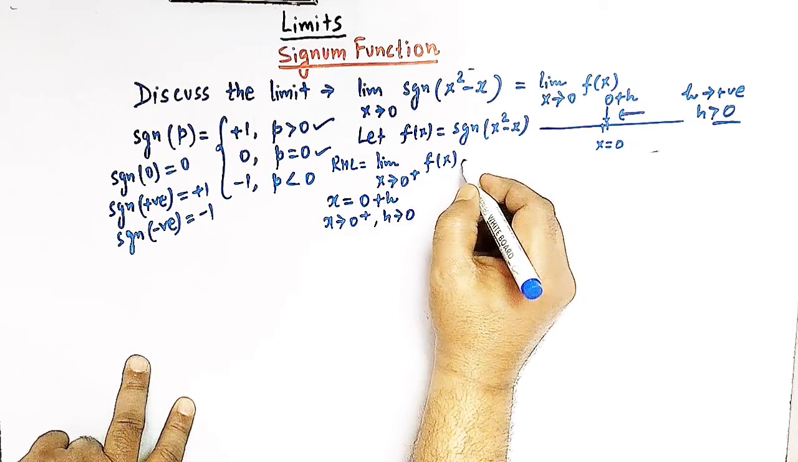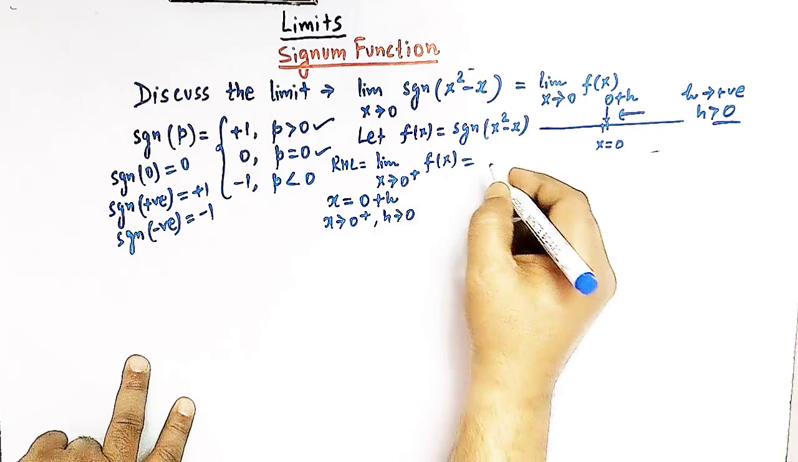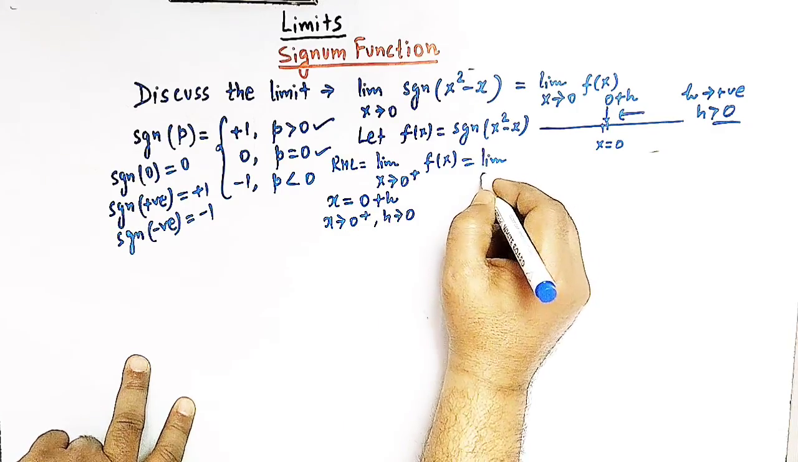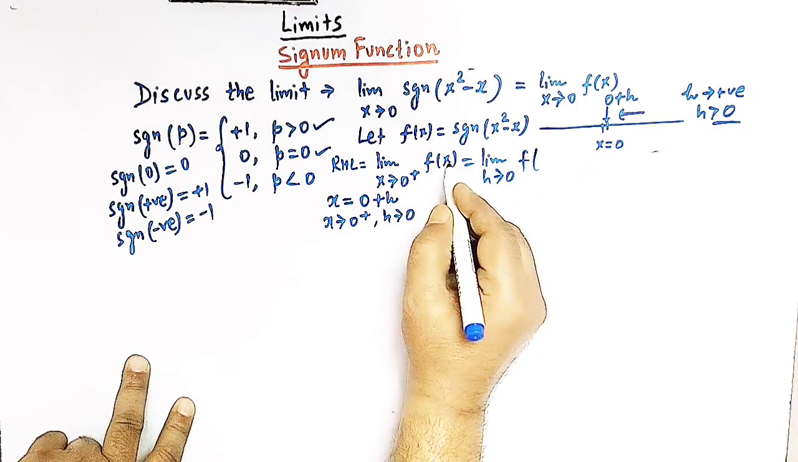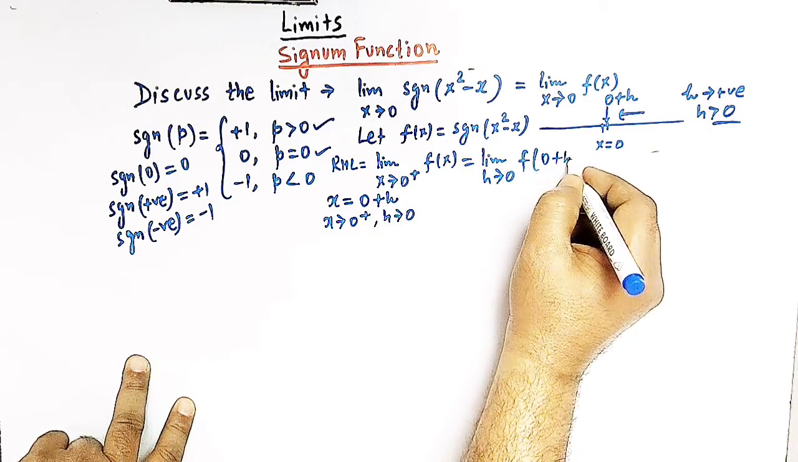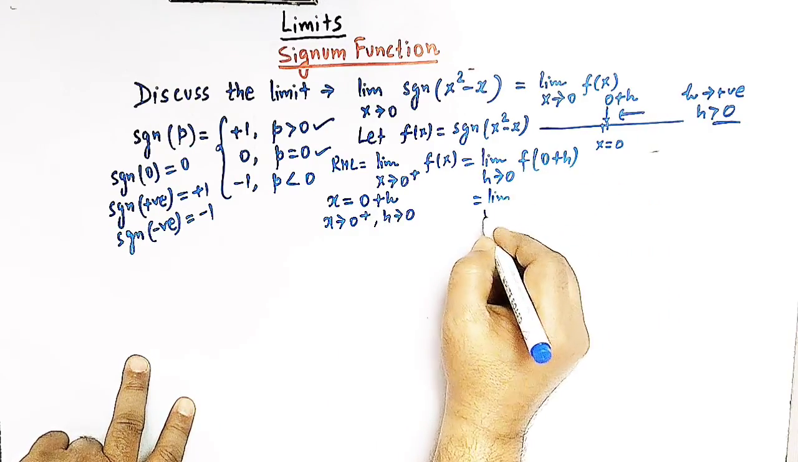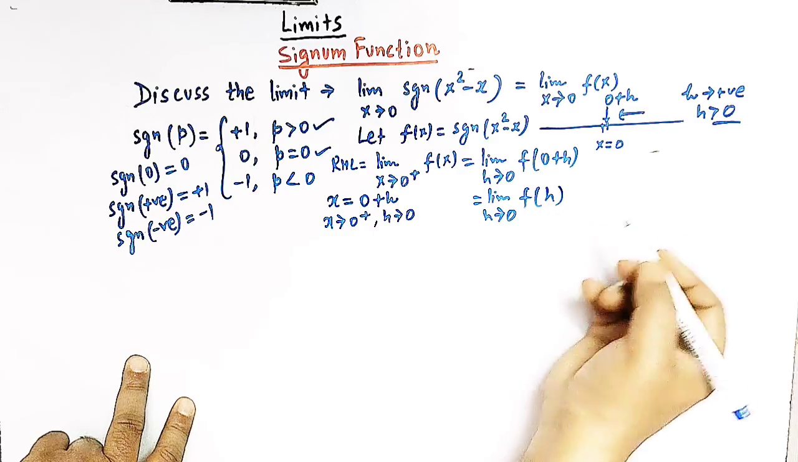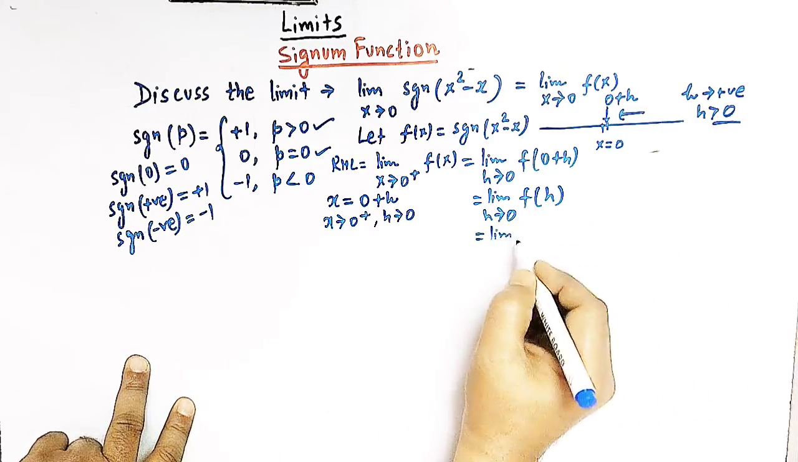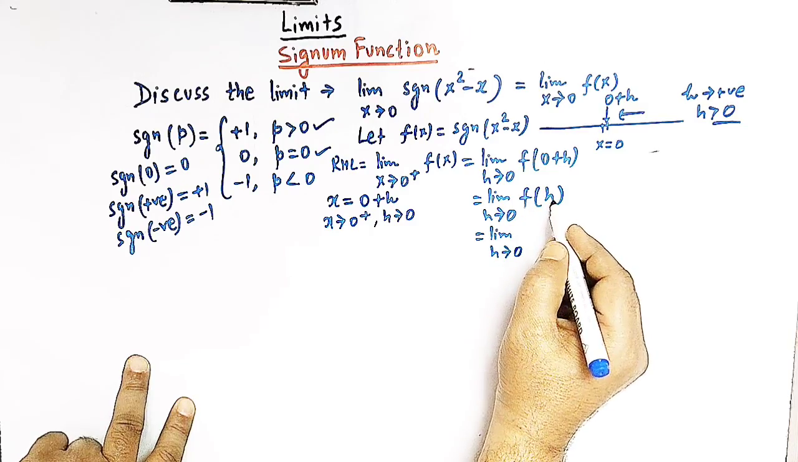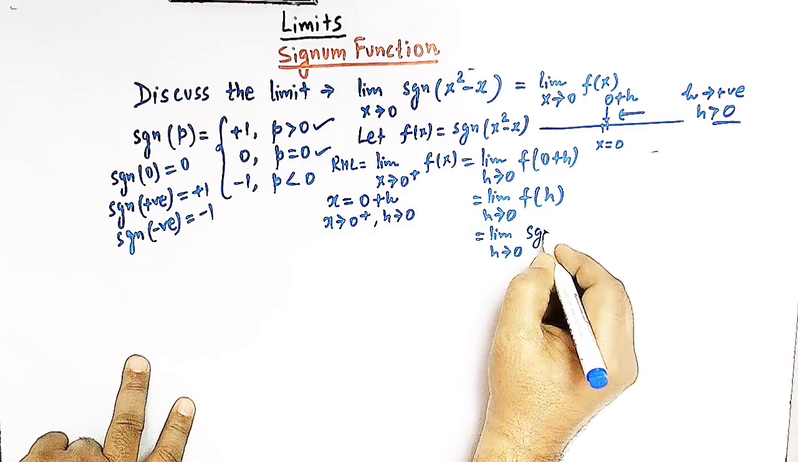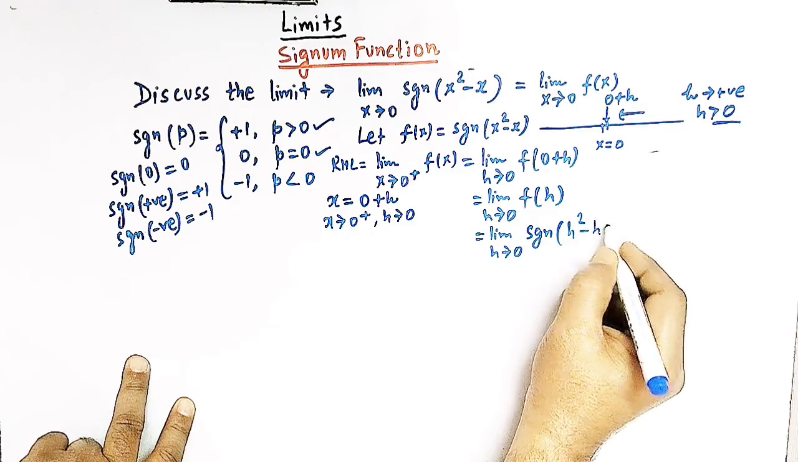So now we can express the right hand limit in terms of h. We replace x tends to 0 plus by h tends to 0, and here x can be replaced by 0 plus h. So we have now limit h tends to 0, and here we have 0 plus h is simply h. So now we have to write the value of f of h. Now f of h can be obtained by replacing x by h in this function. So here we have signum of h square minus h.